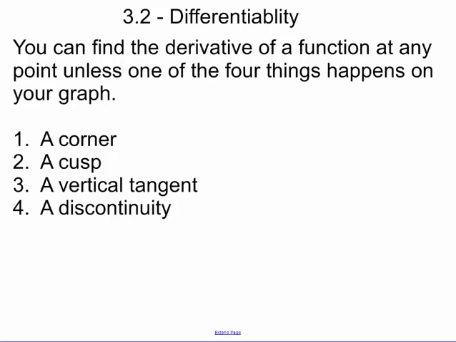A corner. Now think about what function we know looks like a corner. Most common should hopefully come to mind, the absolute value function. A cusp, but I'll show you guys when that happens. A vertical tangent line. And 4 is probably the most common that we're going to be seeing. And that's going to be a point of discontinuity, where the function's going to jump, or the function's not going to have a value.